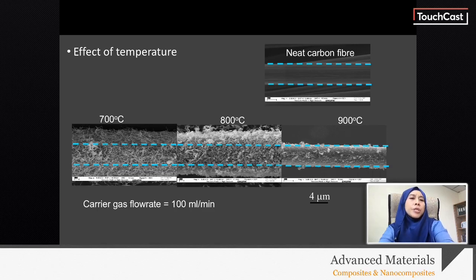Different reaction temperatures yield different carbon nanotube coatings. As you can see here, both 700 and 800 degrees yield carbon nanotube coatings with good coverage, but it is always desirable to perform the process at the lowest energy required as possible. And as you can see from these images, the coatings are evaluated using scanning electron microscopy images.